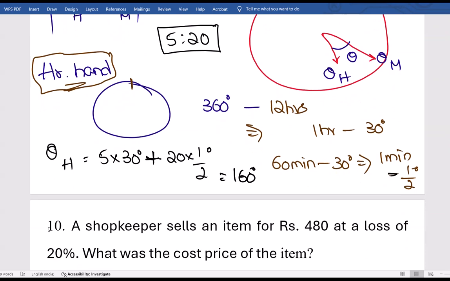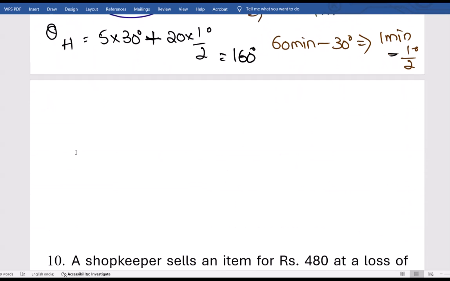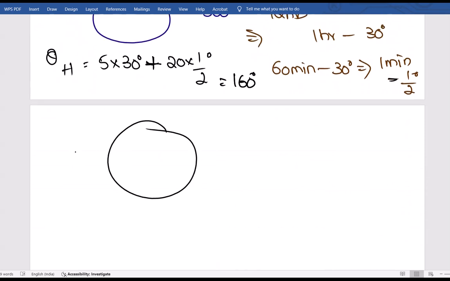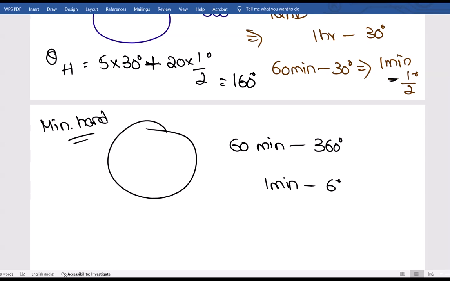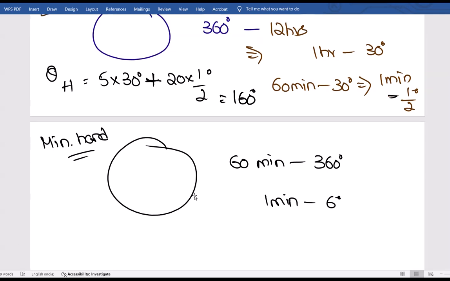Now coming to the minute hand angle. How much time does the minute hand need to complete one full cycle? 60 minutes. Super. In 60 minutes it completes one full cycle, which is 360 degrees. So 1 minute is 6 degrees. Now, I don't worry about hours here. Why, sir? If it's an hour, it comes back to the same place; 360 degrees equals 0. In 1 hour the minute hand completes one full round, and 5 hours means 5 full rounds. It is at 0 only.